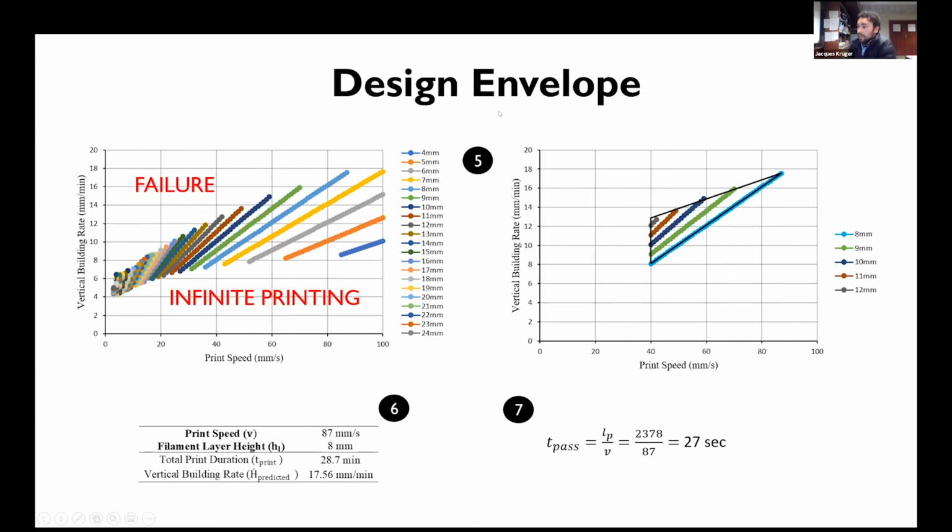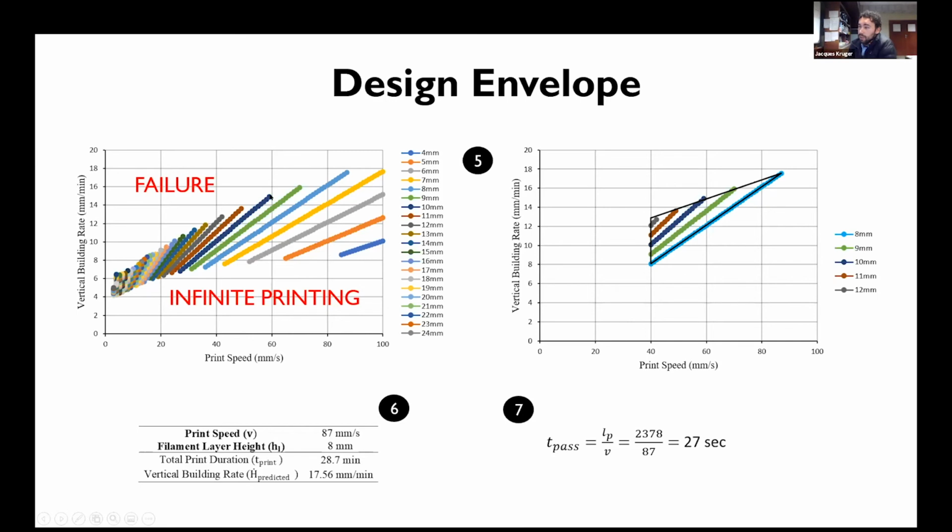We get the design envelope on your left-hand side over here. On the y-axis, you have the vertical building rate, which we obviously want to get as high as possible. The x-axis is the print speed. In the legend, we have the filament layer heights from as small as 4 mils to 24. In fact, there was more, but I just kept it to 24. All the combinations that you can see, the colored dots in here, this is what you can use, and you will achieve 500 mils height, okay?